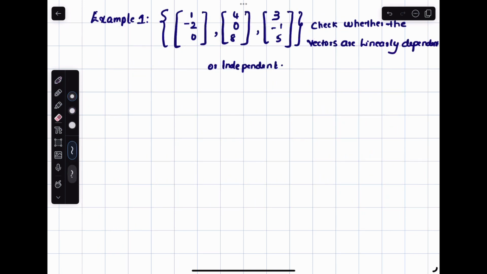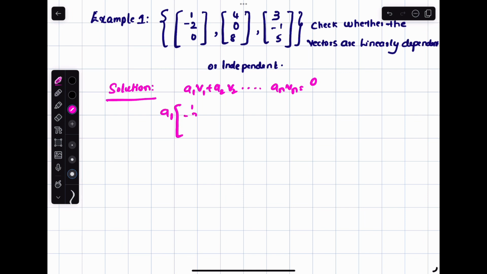Now let us take the first example, where we have to check whether the vectors are linearly dependent or independent. In the solution, we first write the general form, that is a1 v1 plus a2 v2 and so on up to an vn is equal to 0, for the linearly independent case. So a1 times v1, the first vector, plus a2 times the second vector, plus a3 times 3, minus 1, 5, the third vector, is equal to 0.